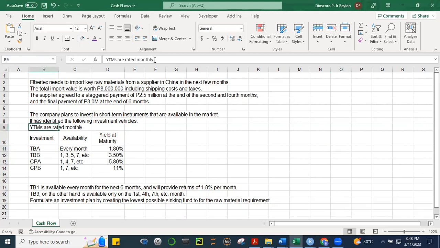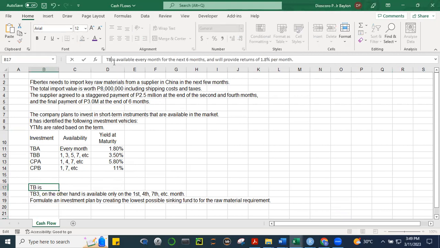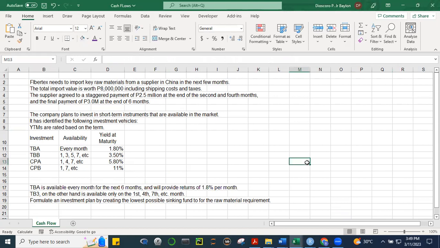Not monthly, but rated based on the term. When you say based on the term, TBB has a 2-month duration. So this 3.5% is for 2 months. So again, class, may I request you to please change this because it might cause confusion.